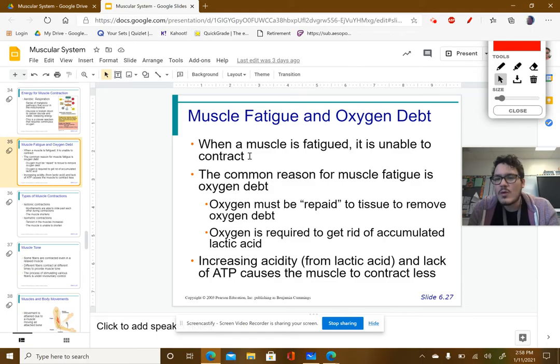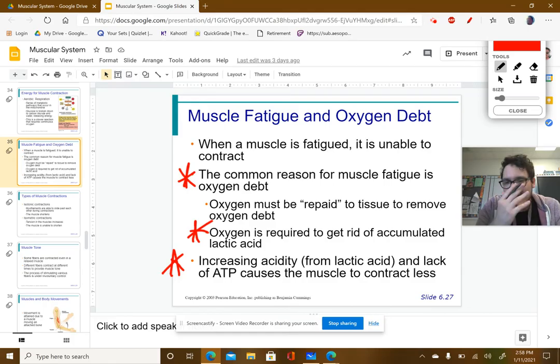Finally, when a muscle is fatigued and is unable to contract, the common reason for muscle fatigue is oxygen debt. So just like normal debt, right? Oxygen debt must be repaid from the tissue to remove said debt. So the oxygen must be repaid to the tissue to remove the debt. The biggest reason why we need a lot of oxygen when we are in debt is to get rid of lactic acid. It literally sticks to your muscles and makes it even more difficult for your muscles to function. Think of it like a glue.